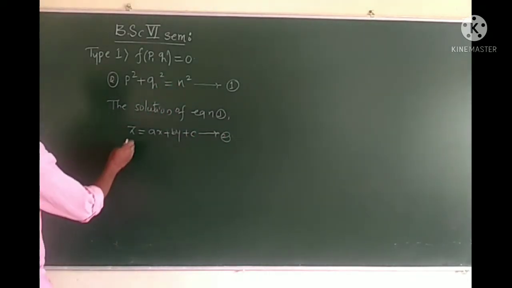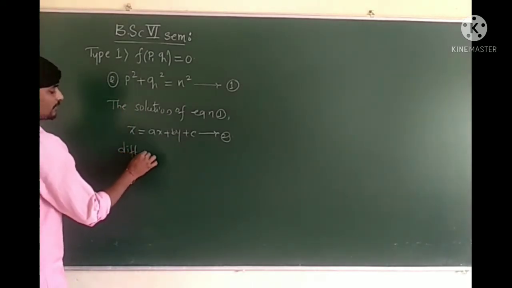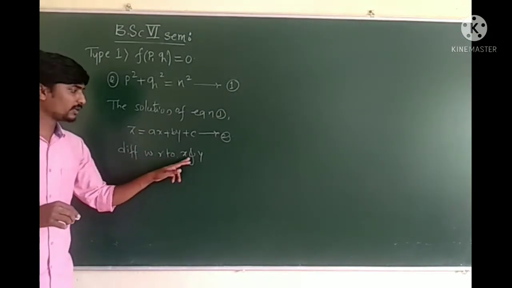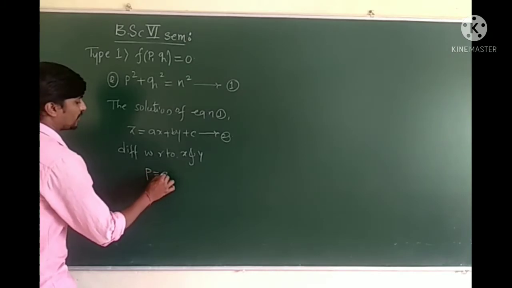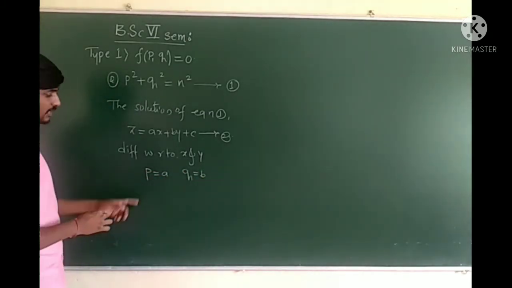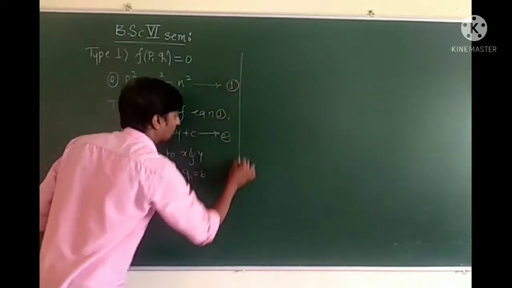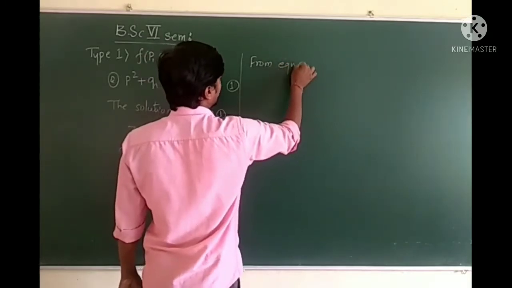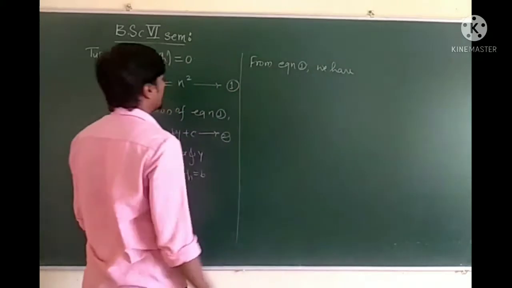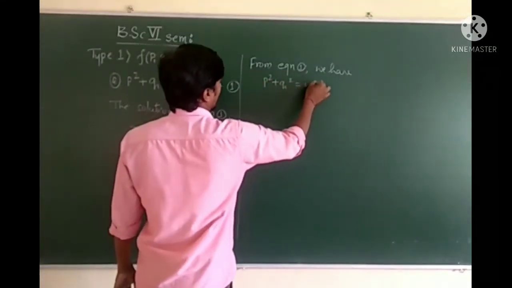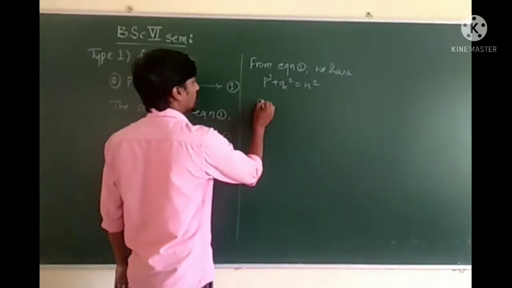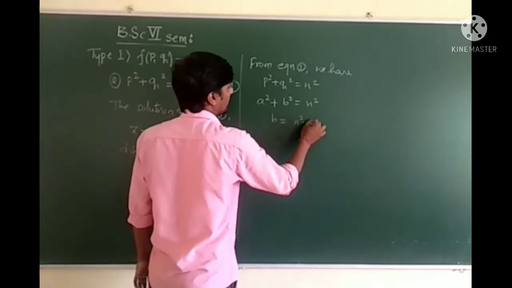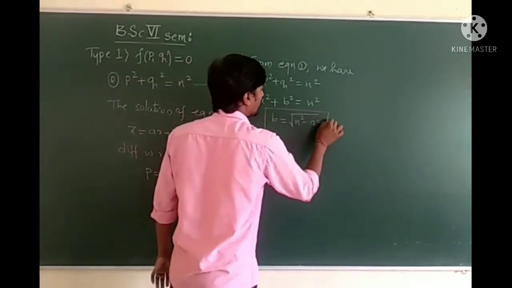Now let's consider this. After differentiating this equation partially with respect to x and y, we get p equal to a and q equal to b. Now substitute these two values in equation 1. Equation 1 is p square plus q square equal to n square. Substitute p as a and q as b: a square plus b square equals n square. Otherwise you can write b is equal to the under root of n square minus a square.